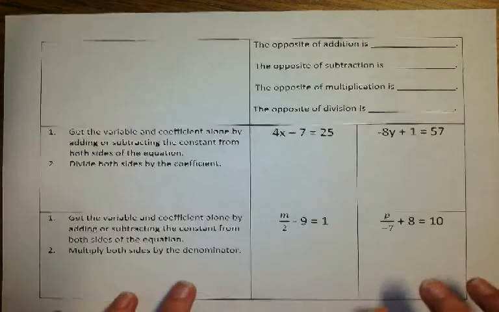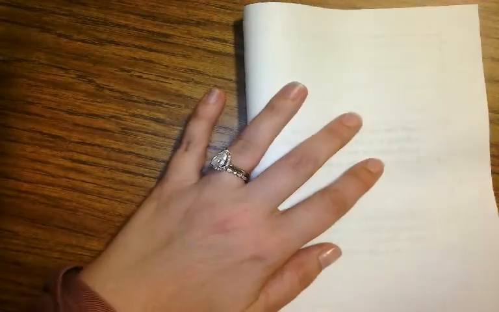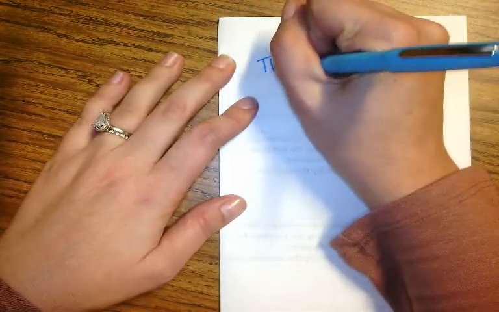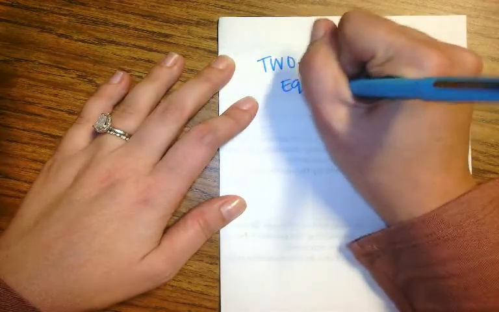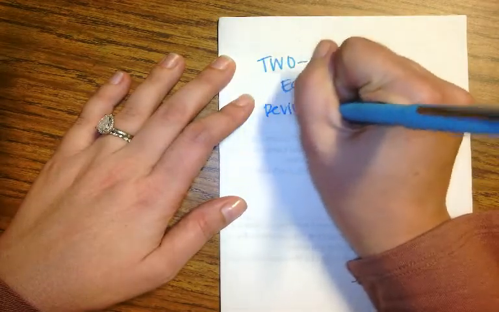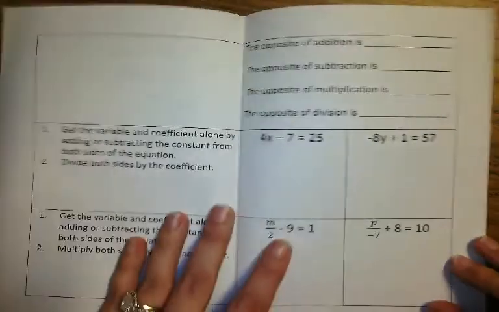You should have a copy of this notes page that we're going to start by folding in half. And on this side, we're going to write our title, Two-Step Equations Review. The inside we're going to fill out together, and then the back we're going to leave blank so that you can tape it or glue it into your math notebook.